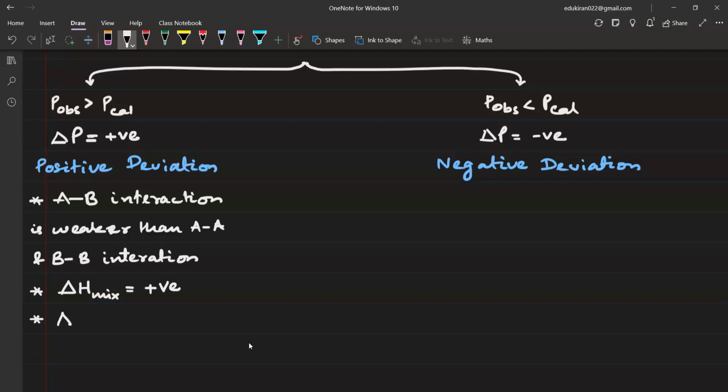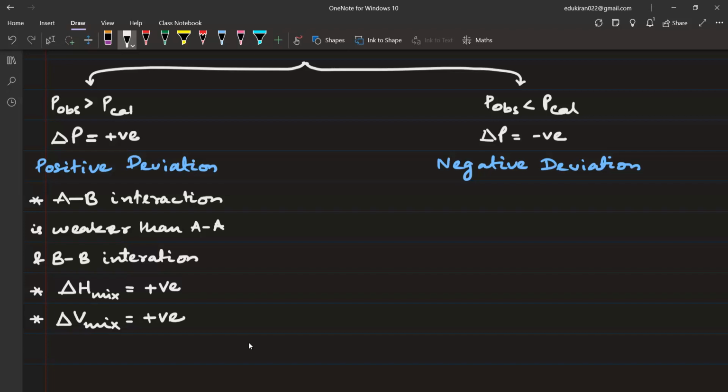Next point, if I talk about the volume of mixing, please understand A and B, they don't like each other. So they are far apart. If they are far apart, they will be occupying more space. That means volume will also increase. That means positive in this particular case. In this particular case, the volume of mixing will also be positive.